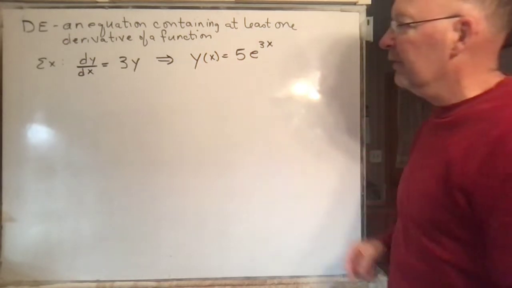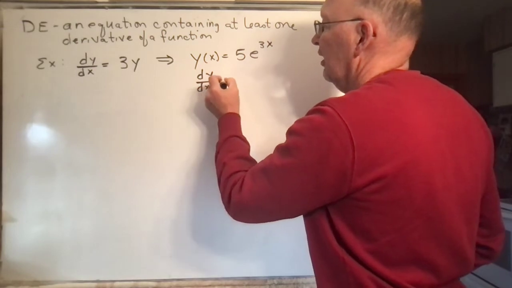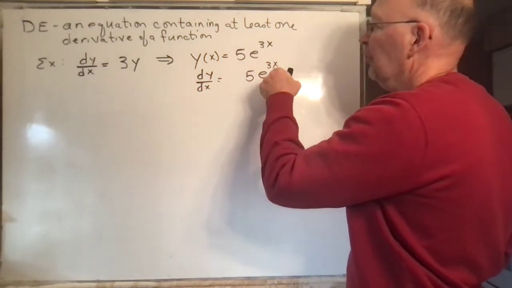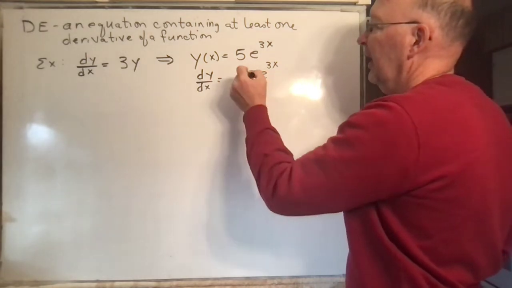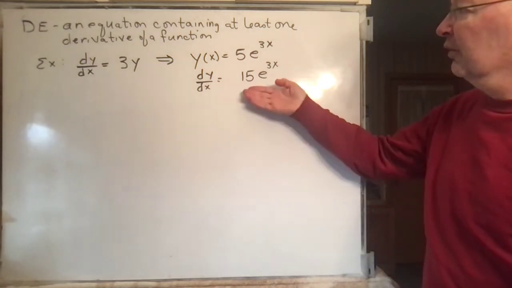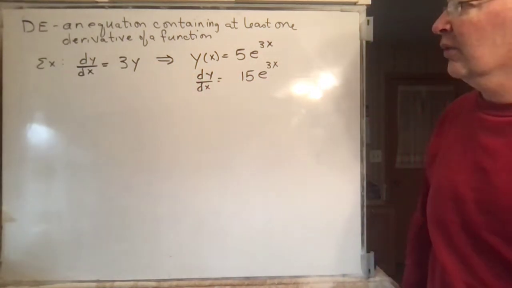See that? That works. Because if I take the derivative of this, what am I going to get? dy dx is equal to 5 e to the 3x, and then you have to multiply by 3. 3 times 5 is 15. So sure enough, the derivative is 3 times the original. So there's an example of one.